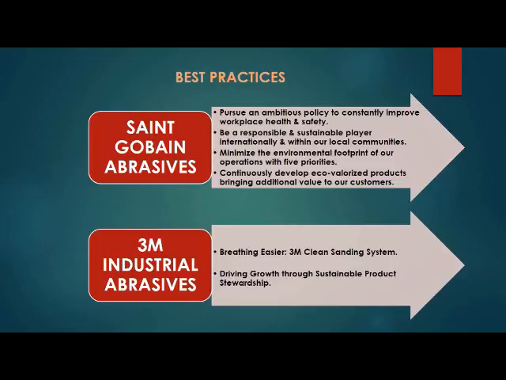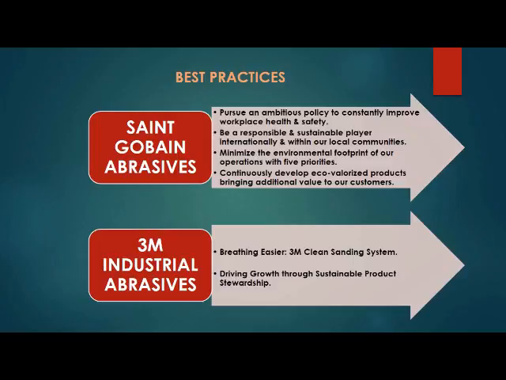Again, they are trying to minimize the environmental footprint of their operations within 5 priorities. They are increasing the energy efficiency of their production, sustainability, and product responsibility liaisons, and they are trying to act as a conduit between the business teams and the corporate staff groups. Apart from that, they are trying to continuously develop eco-valorized products, bringing additional value to our customers. The first abrasive manufacturers produce FSC products, using natural resins and recycled grains, and they are also trying to focus on 3 environmental impacts and reduce them, that is low noise, low vibration, and low dust.